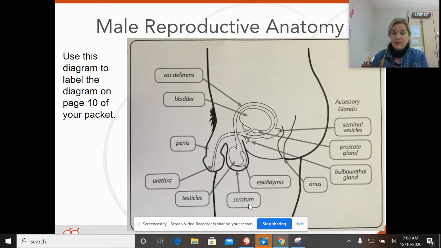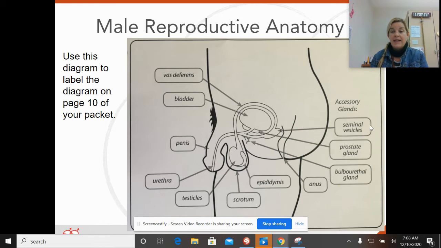Moving to the right, the next term is epididymis, E-P-I-D-I-D-Y-M-I-S. Moving over to the right would be anus, A-N-U-S. Moving over, we have the bulbourethral gland, B-U-L-B-O-U-R-E-T-H-R-A-L, gland, G-L-A-N-D. Above that, the prostate gland, P-R-O-S-T-A-T-E, gland.